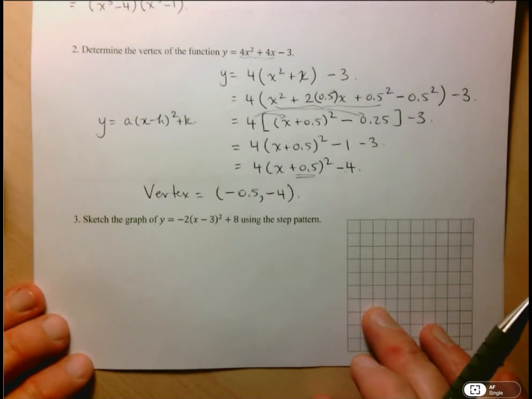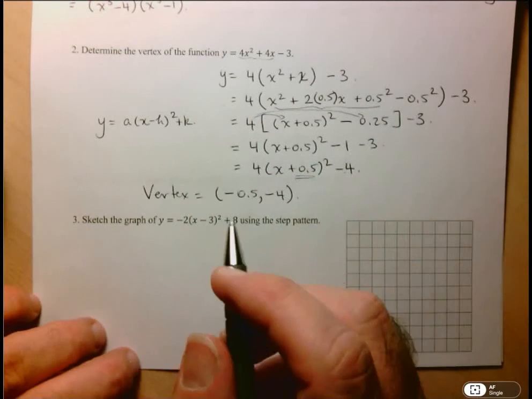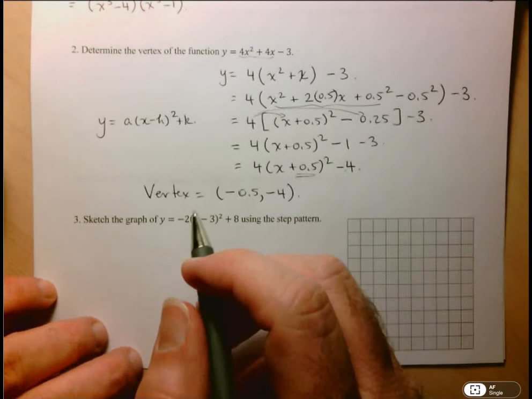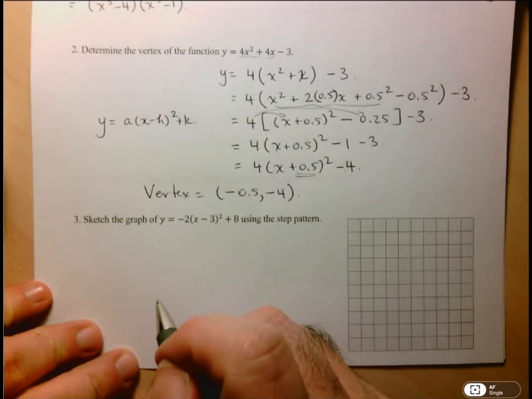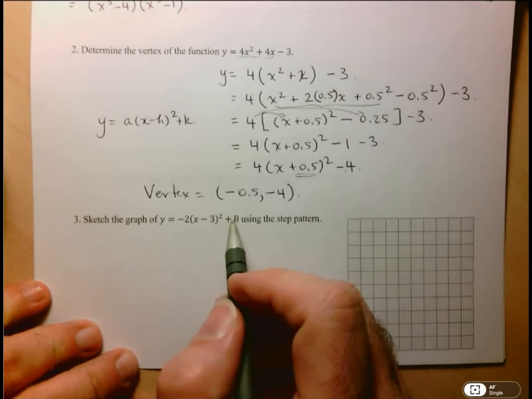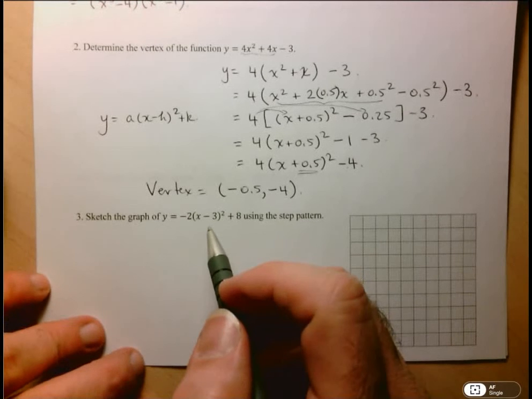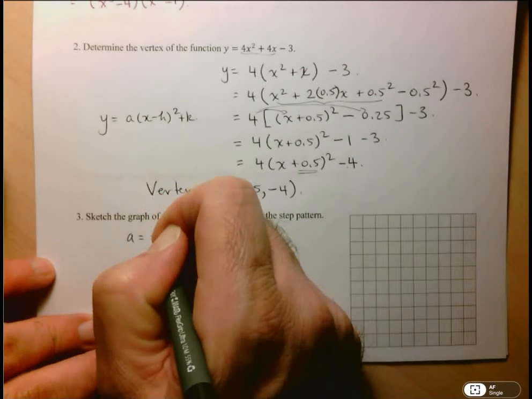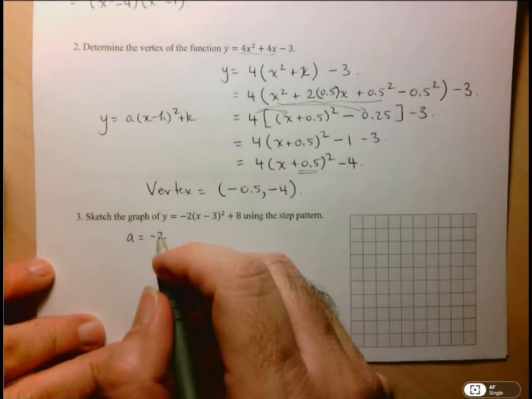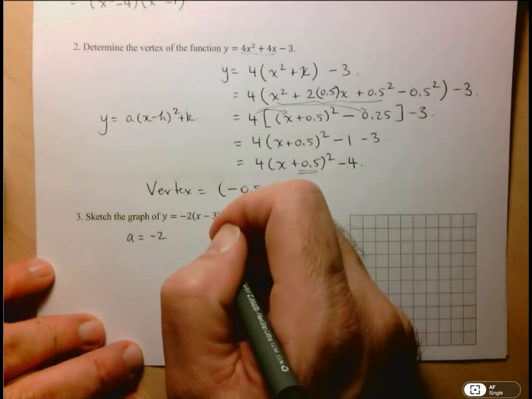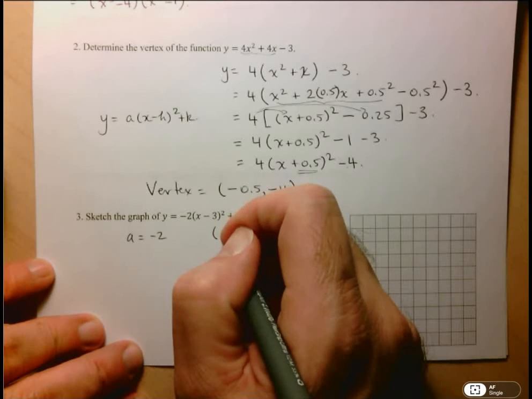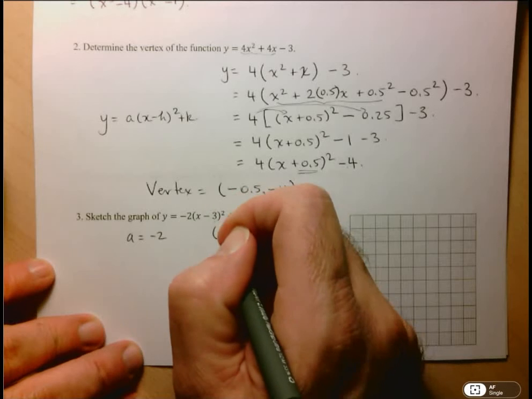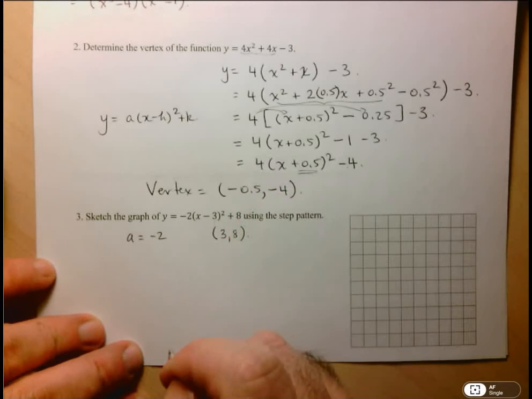Okay, so the step pattern really is useful when you have the a value and you have the vertex. So since this is already given in vertex form, I know that the a value is negative 2. That's going to allow me to determine my step pattern, and my vertex of (3, 8) gives me my starting point.